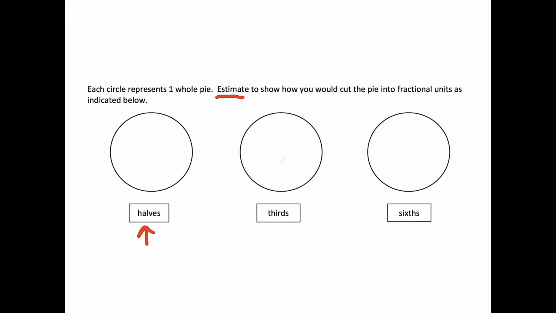So the first one we're going to do is halves. Remember, halves means 2 parts. So that's easy. This one's easy, right? We can just do this, and we have 2 equal halves.